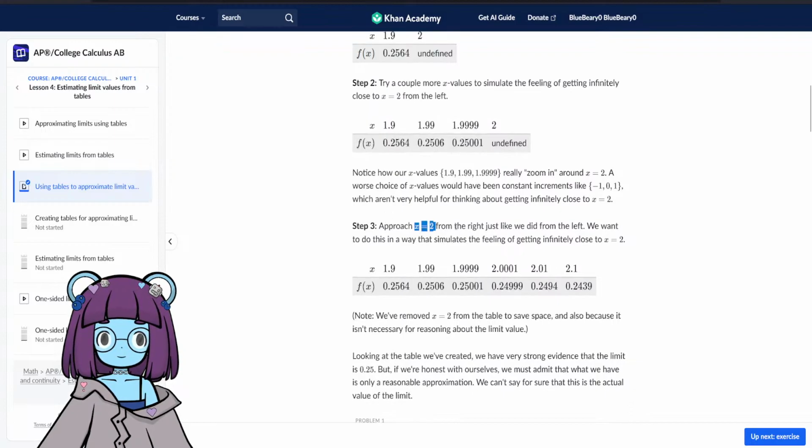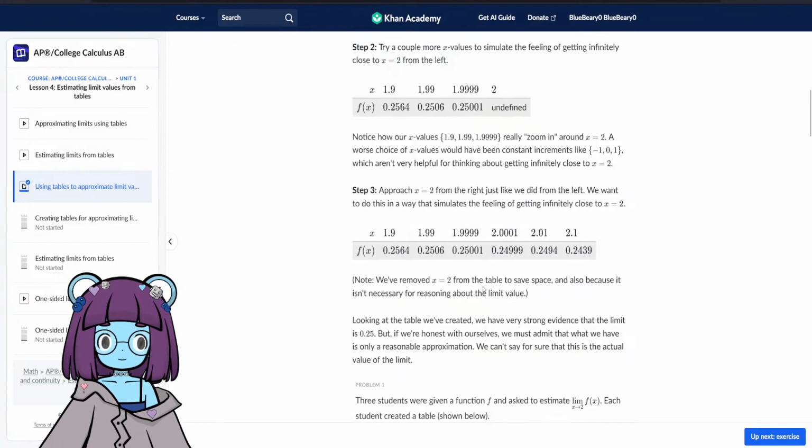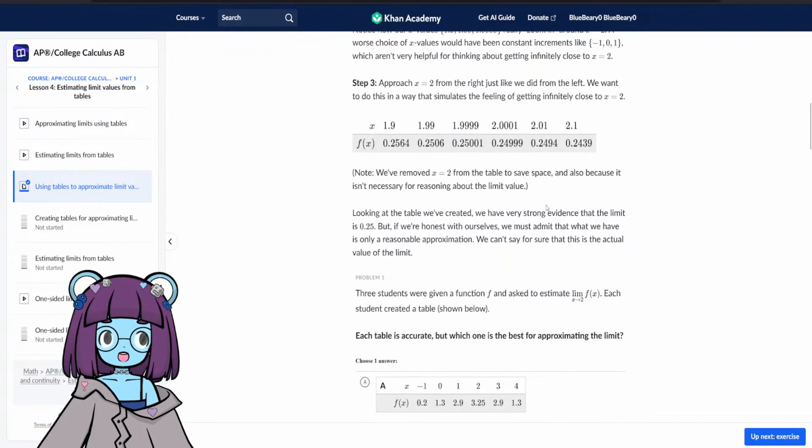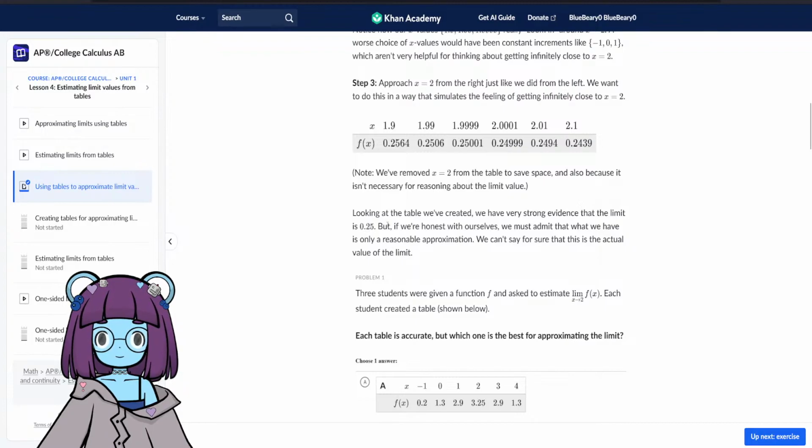Approach x equals 2 from the right just like we did from the left. We want to do this in a way that simulates the feeling of getting infinitely close to 2. So 2 would be right here in the middle. We've removed x equals 2 from the table to save space, and also because it isn't necessary for reasoning about the limit value. Looking at the table we created, we have very strong evidence that the limit is 0.25.